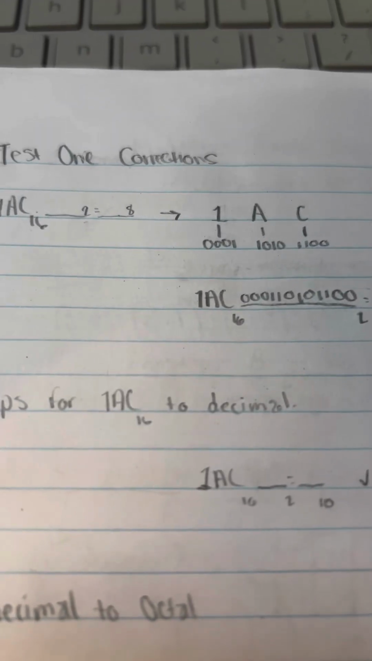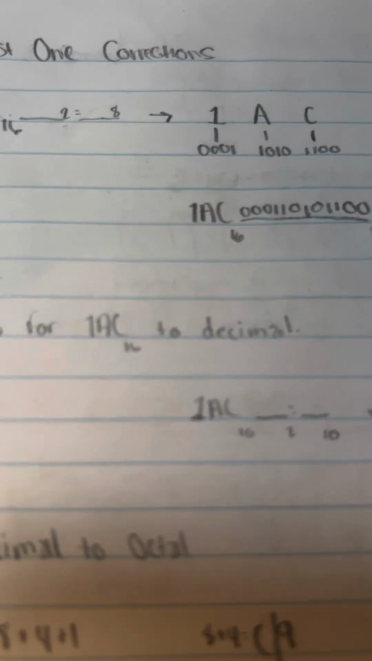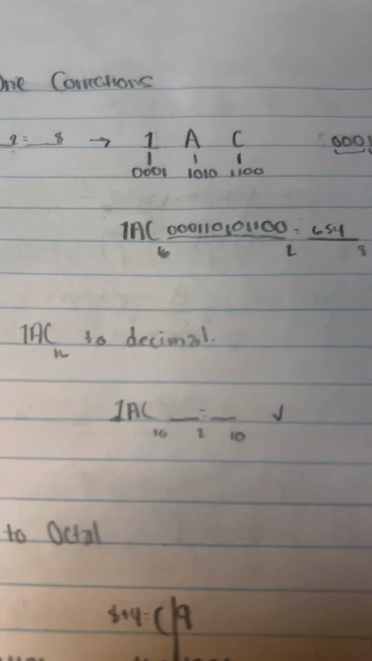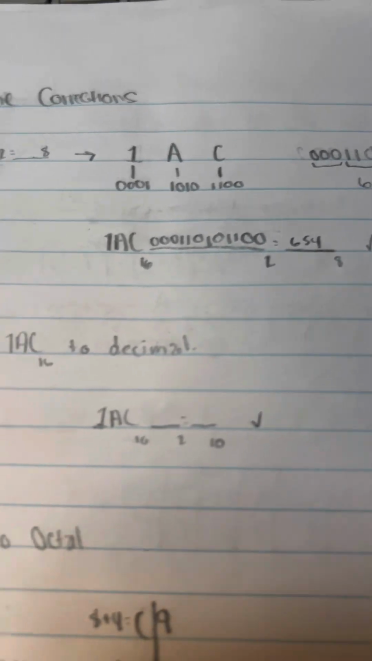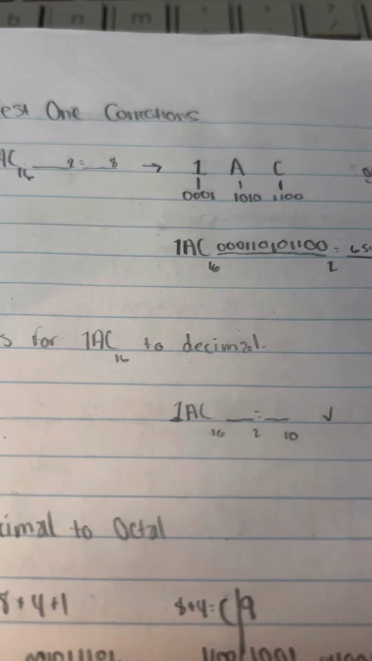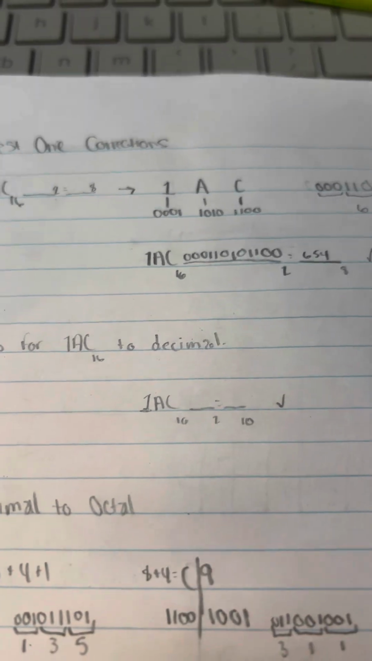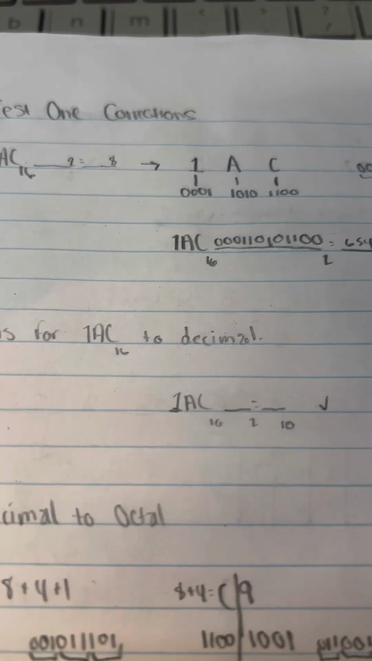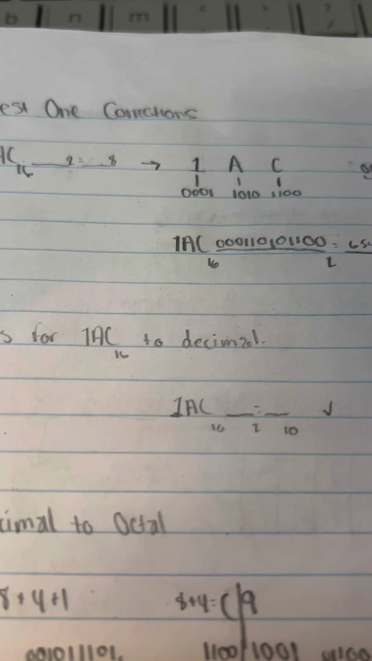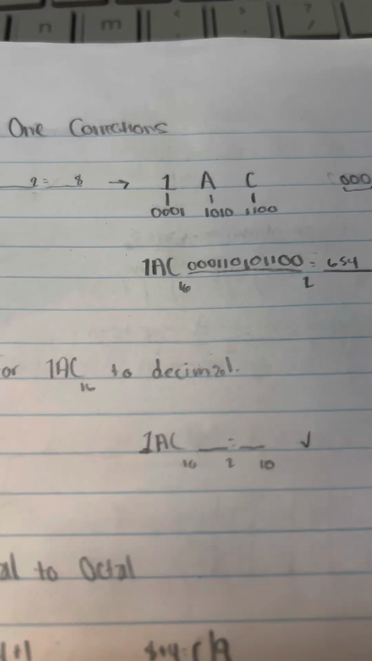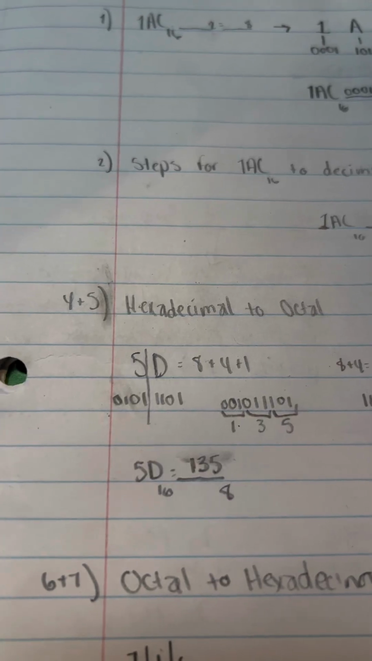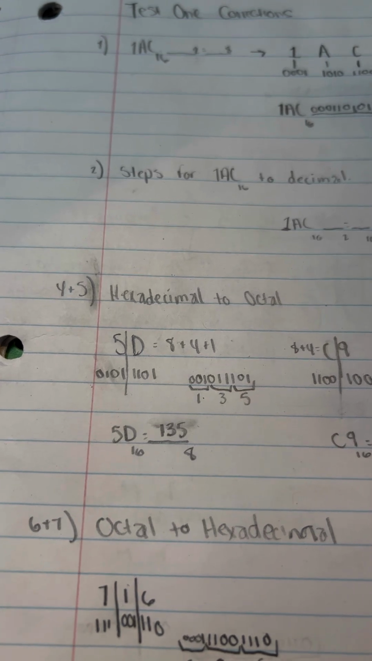Next up, with number 2, we have to provide the steps for 1AC base 16 to a decimal. So the steps would be 1AC base 16 to base 2, then to base 10, which is the decimal. We have to go to base 2 first because we aren't able to go straight from base 16 to base 10 itself. We have to convert it to binary first.